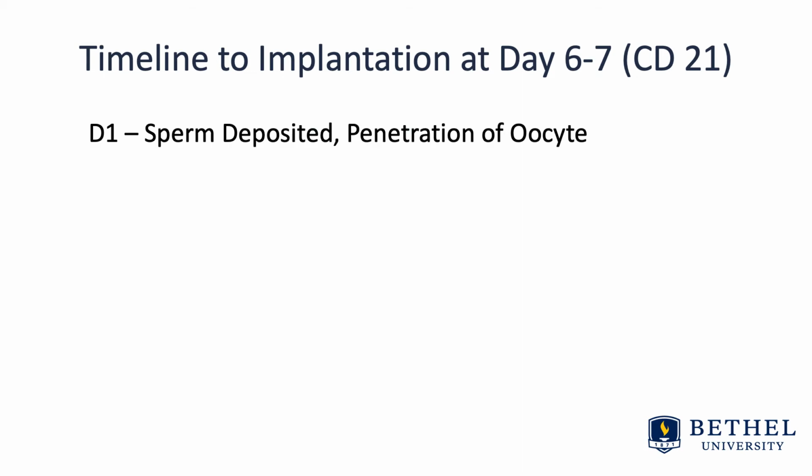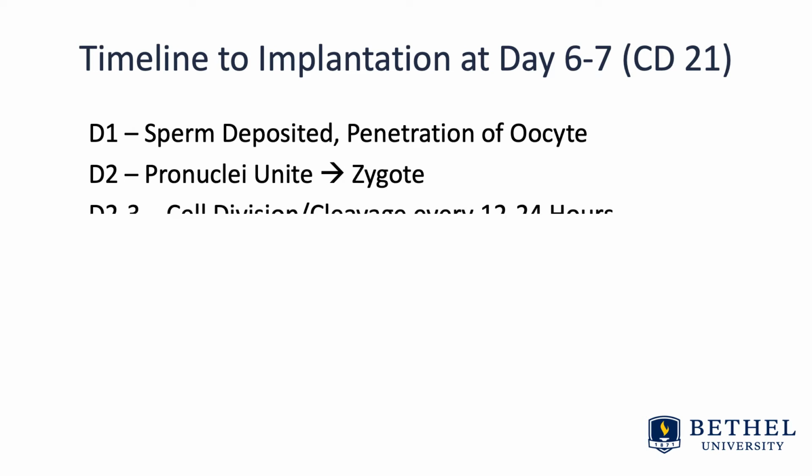So day 1, or even day 0 or -1, sperm can be deposited and penetration of the oocyte. Sperm can live for a certain amount of time in the vagina as it moves up, so it could definitely be a negative day. Day 2, the pronuclei unite, we have a zygote, and day 2 to 3 is that cell division and cleavage, which happens about every 12 to 24 hours. There's a complete division of cells.